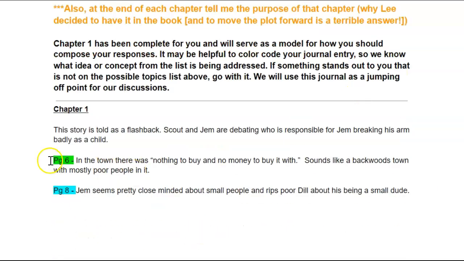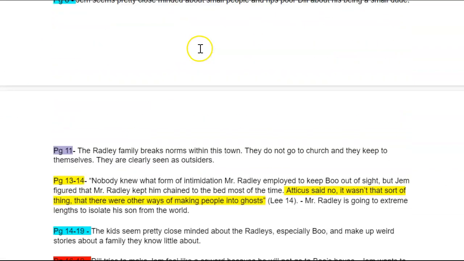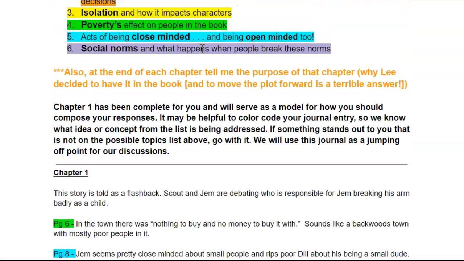You'll notice that I've color-coded it, so later on, if I decide I'm going to write a paper about isolation within the story and come up with a theme statement for isolation, I can go back and anything marked in yellow I know is going to deal with isolation. So the more you put into this journal, the better your themes are going to be later on, and I think the more you're going to get out of this novel.